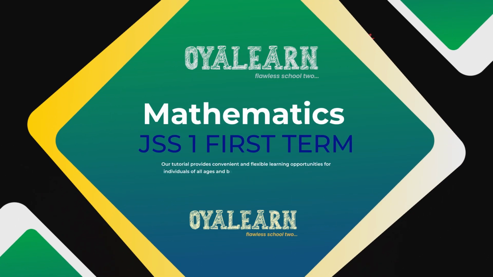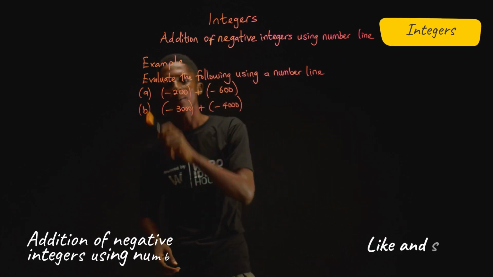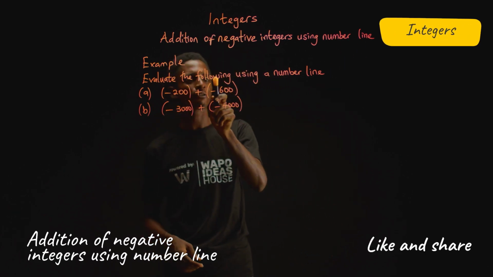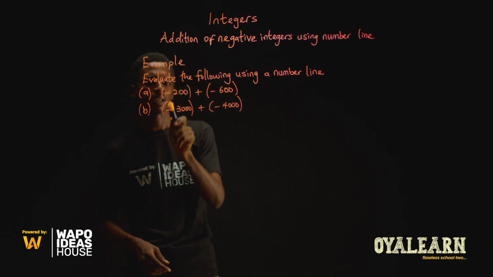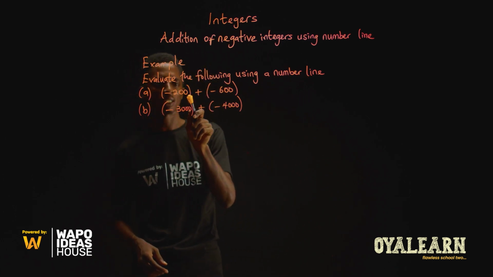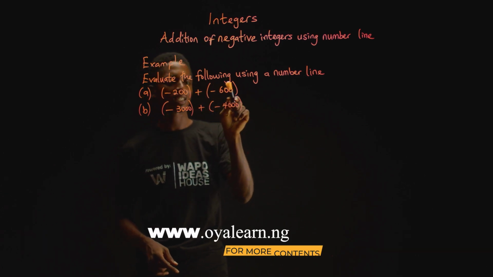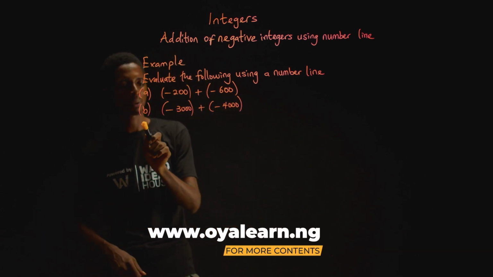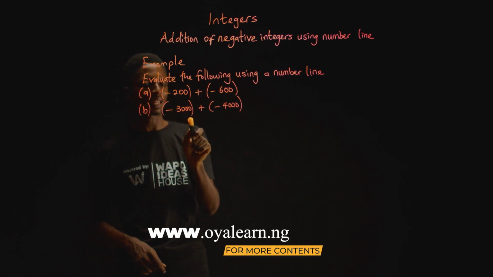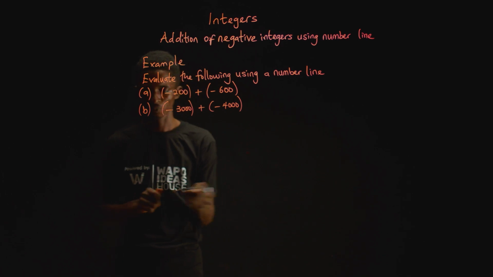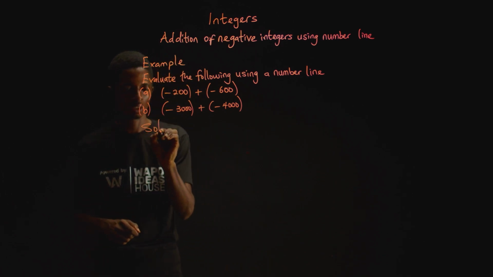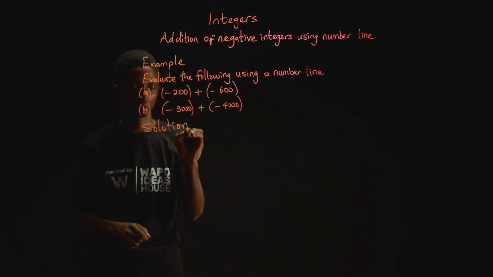Addition of negative integers using number line. Example: evaluate the following using a number line. A. Minus 200 plus minus 600. B. Minus 3000 plus minus 4000. Solution.